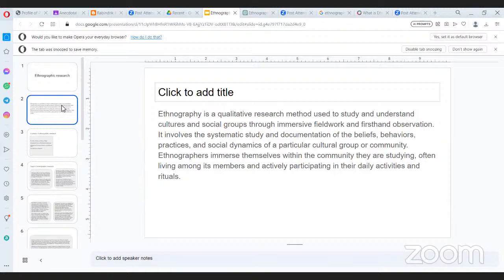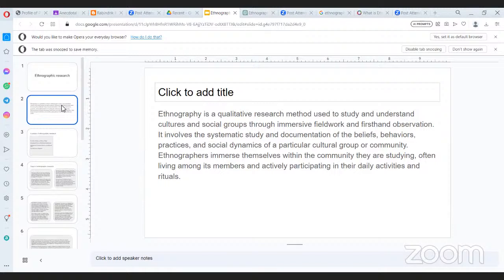It involves the systematic study and documentation of the beliefs, behaviors, practices, and social dynamics of a particular cultural group or community.